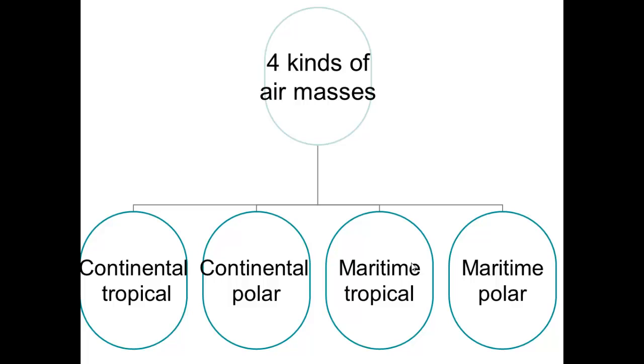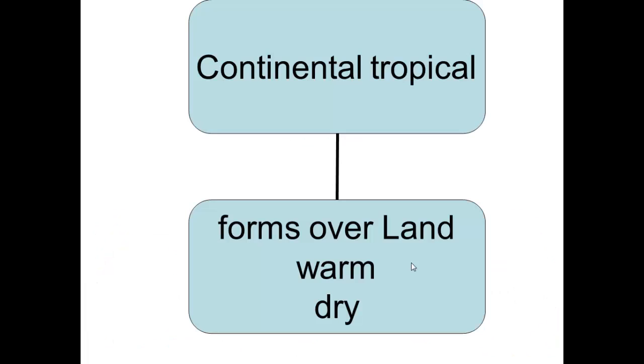So the 4 kinds of air masses are called continental tropical, continental polar, maritime tropical, and maritime polar. The names are going to give you clues as to the characteristics of the air masses. A continental tropical air mass forms over land and is warm and dry. So you can think continent, and it forms over land because a continent is land. An example of a continental tropical air mass could be over a large hot desert.